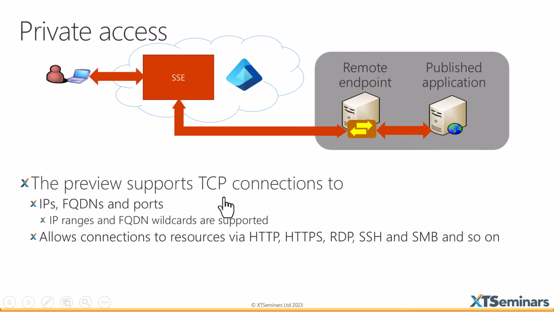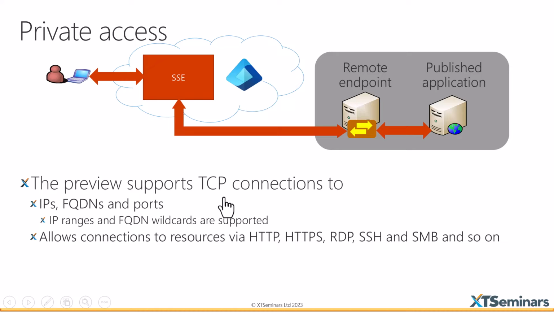What we have in private access is the security service edge, which is going to talk down to a remote endpoint. And that remote endpoint could be on-prem, it could be in another cloud. It's basically getting us to applications that are not on the internet. So we have to have this remote endpoint, which is connected through a secure tunnel into the security service edge.